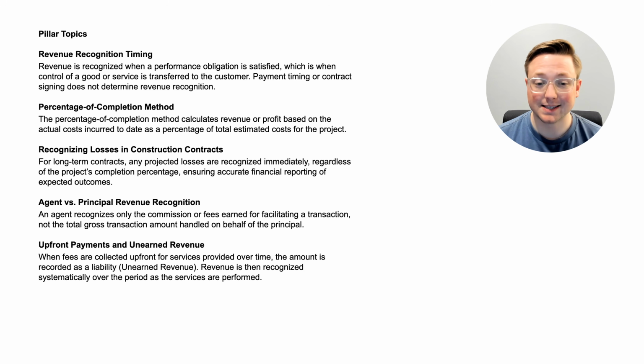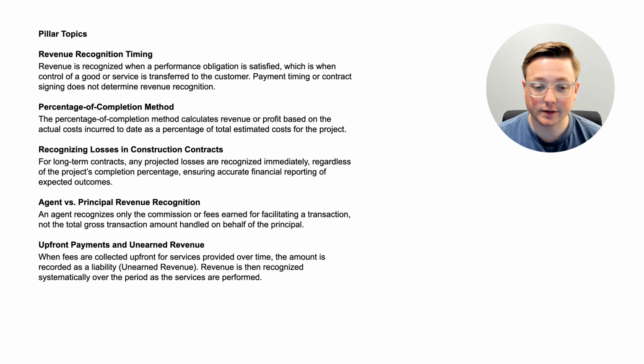Now, when it comes to recognizing losses, for long-term contracts, any projected losses are recognized immediately, regardless of the project's completion percentage, ensuring accurate financial reporting of expected outcomes. So remember, you're not applying the percentage of completion percentage to a loss. If you realize there's going to be a loss, you just recognize that loss in the year. It's kind of brutal, but again, that's how accounting is a lot of the time. It's conservative. It wants to recognize losses quickly and only recognize revenue when it is certain, like you for sure have gotten that money or you for sure are going to get that money.